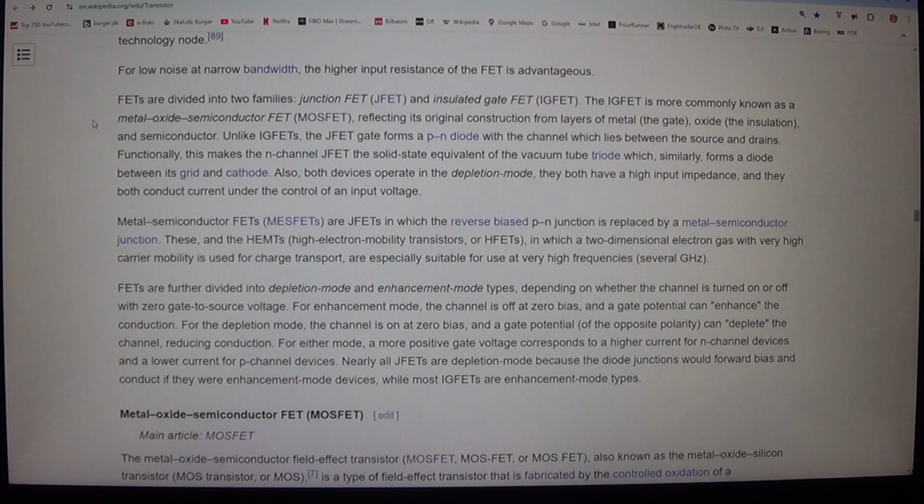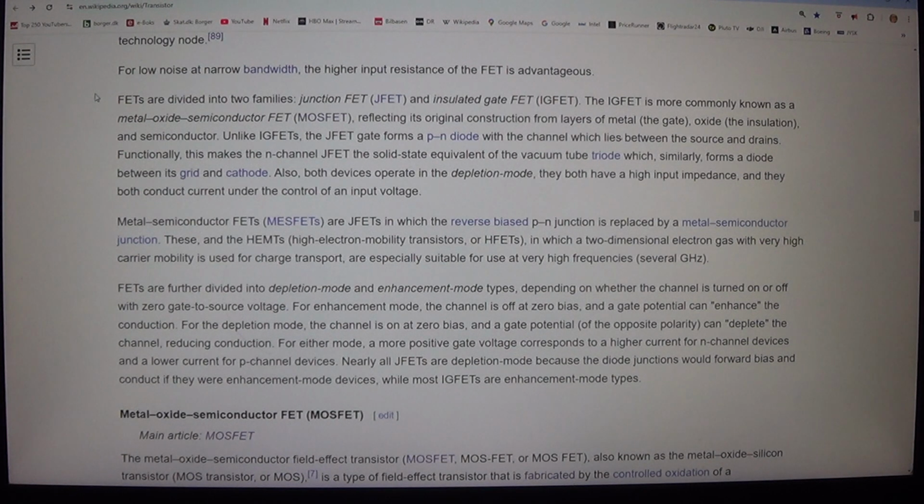FETs are divided into two families: junction FET (JFET) and insulated-gate FET (IGFET). The IGFET is more commonly known as a metal–oxide–semiconductor FET (MOSFET), reflecting its original construction from layers of metal (the gate), oxide (the insulation), and semiconductor.